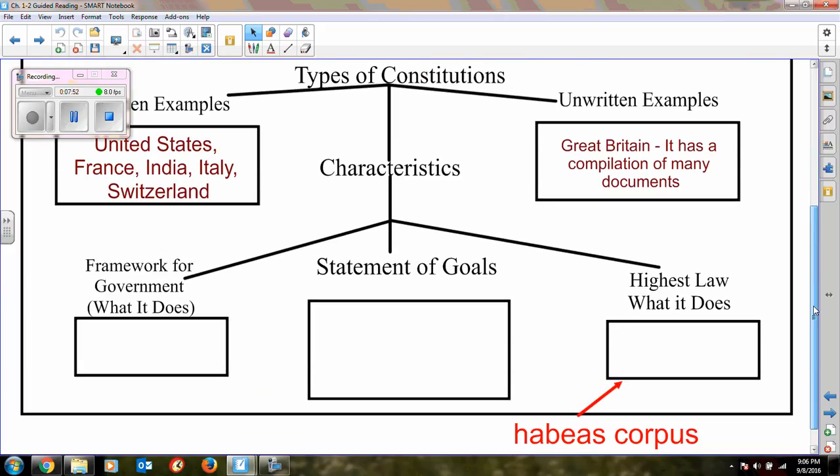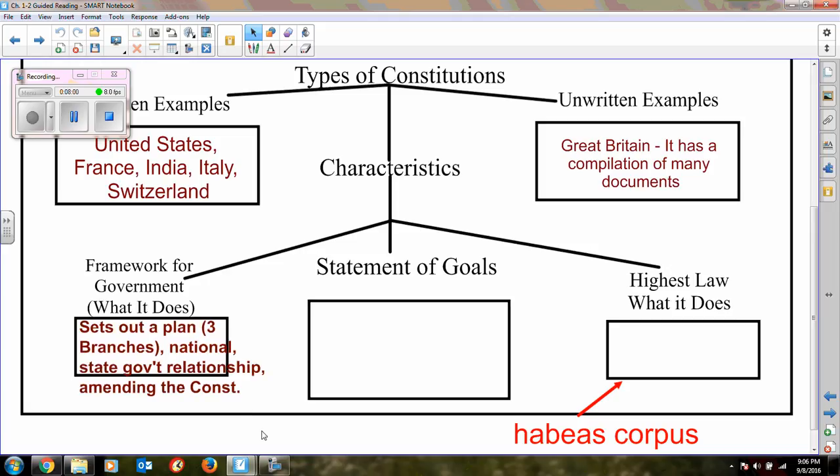Okay. So looking a little bit further down, what are the types of constitutions, but what does it do? For example, it sets out the framework of the government. It sets out the plan of how the three branches work, and how the national and the state government have a relationship. How do you actually change the Constitution if you're not happy with it?